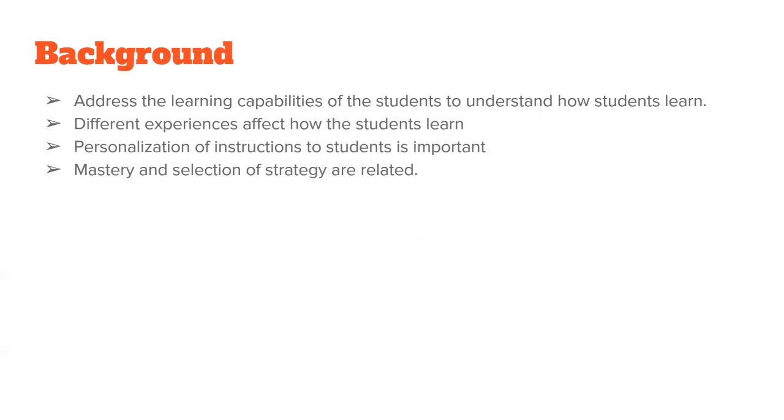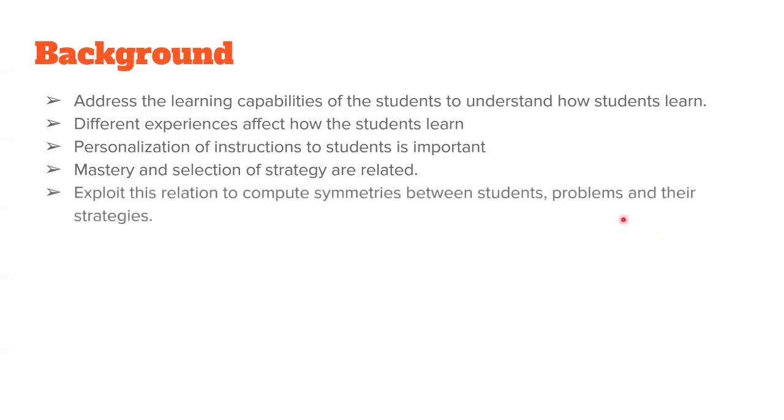Now, humans can identify the strategies used by the students and provide the relevant instructions easily. However, it becomes very tricky for big education data, where there are millions of interactions between the students and tutors. Therefore, if we exploit the relation between strategy and mastery to compute the symmetries between students' problems and their strategies, then we can better scale up learning from such big education data.